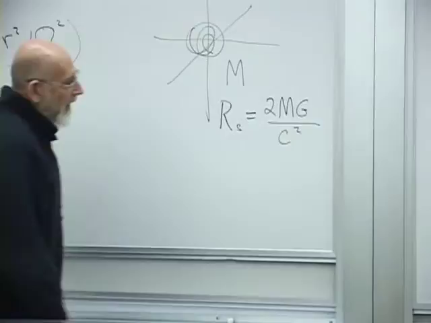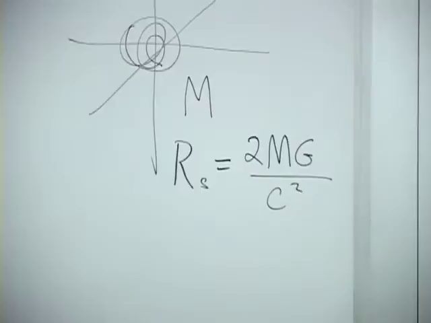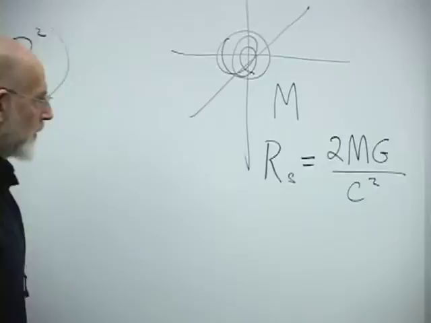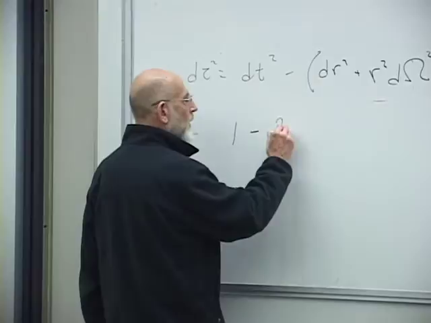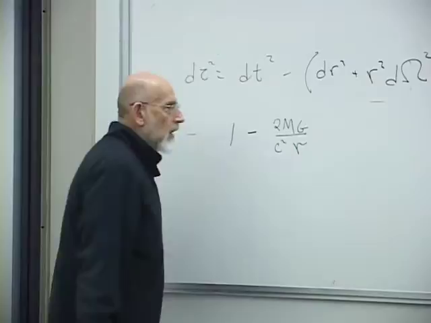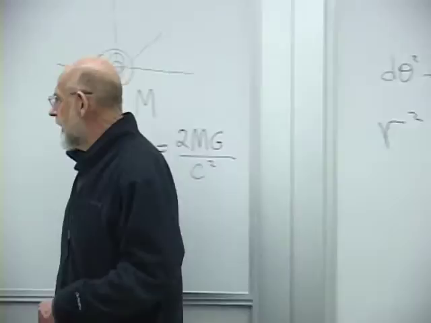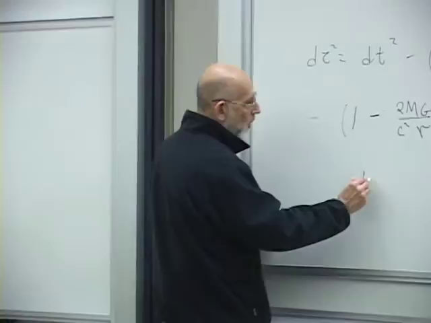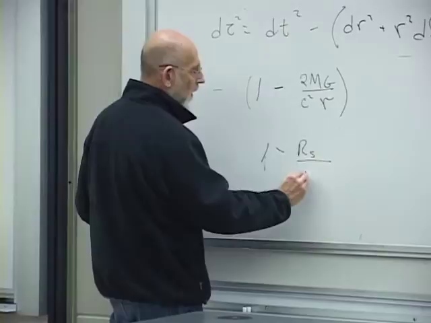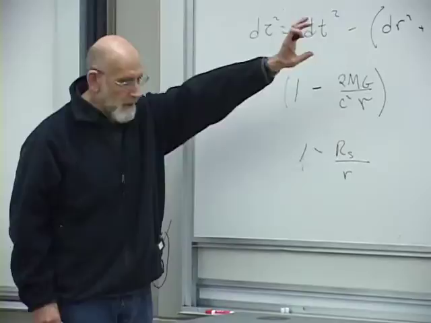I may here and there decide to put the c's back in just for illustrative purposes. But if I write that r Schwarzschild is 2mG, you know that I'm setting the speed of light equal to 1. So it's 2mG over c squared. Little r is the radial coordinate. We can, in brackets, also write this as 1 minus r Schwarzschild over r.